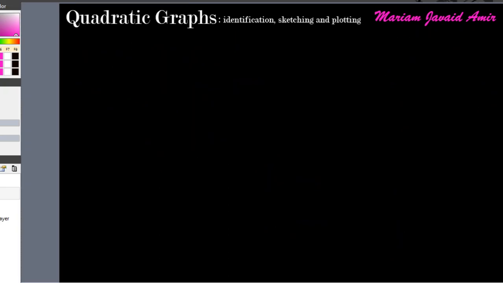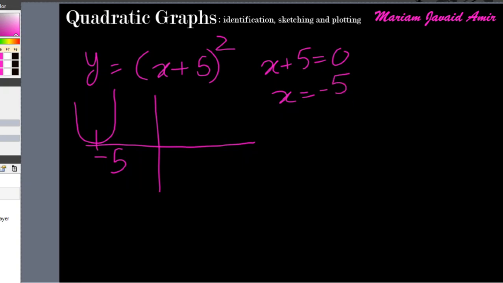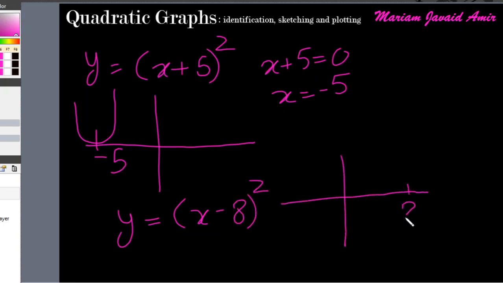Okay. So a few more examples. y equals, let's say, x plus 5 whole square. This will move the graph 5 units to the left, not to the right. Because like we just discussed, you substitute x plus 5 equals 0. So the solution or the root of this equation is -5. So the graph shifts 5 units to the left. Similarly, for a graph like x, let's say -8 whole square, this will move the graph 8 units to the right. So it will look something like this.